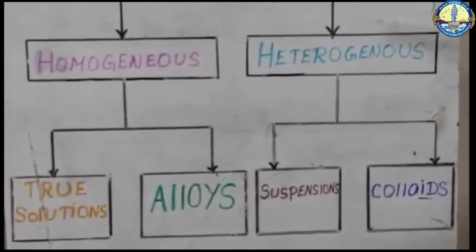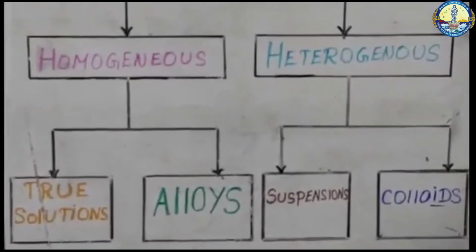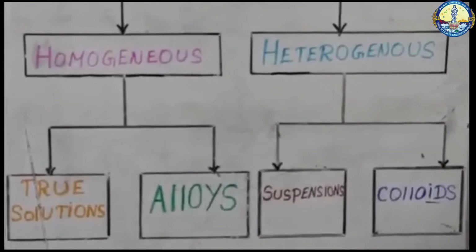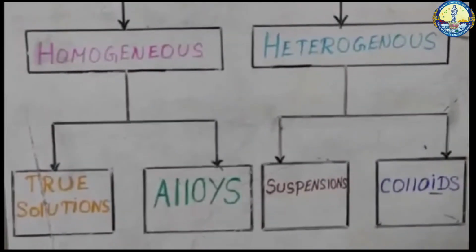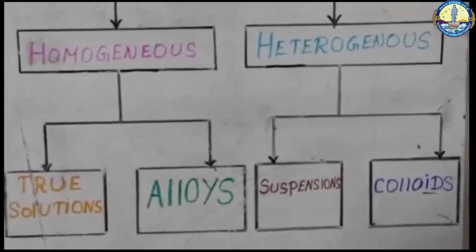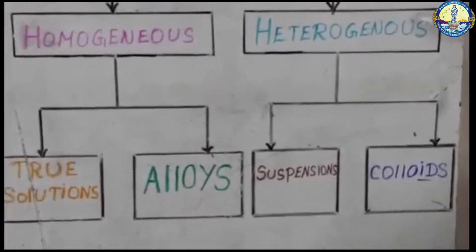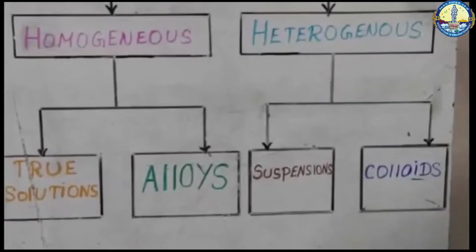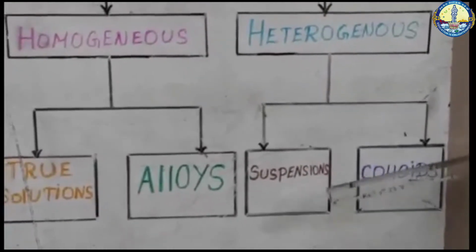Heterogeneous mixture. A mixture in which the components can be seen separately is called a heterogeneous mixture. It does not have a uniform composition and properties. Example, soil, a mixture of iodine and common salt, a mixture of sugar and sand, a mixture of oil and water, a mixture of sulfur and iron filings. Now we can see about suspension.